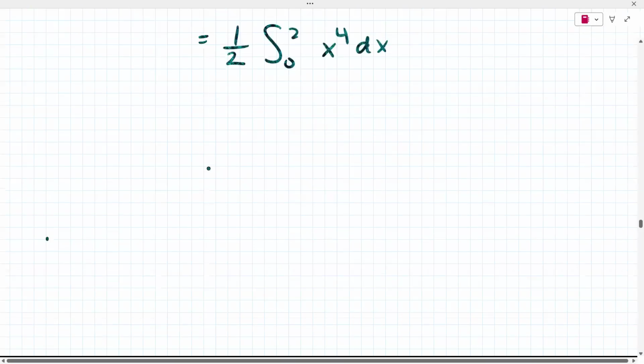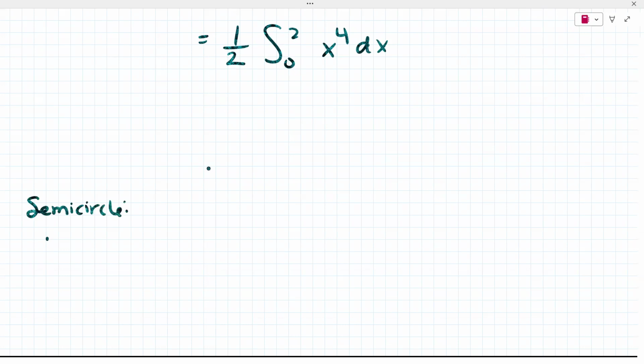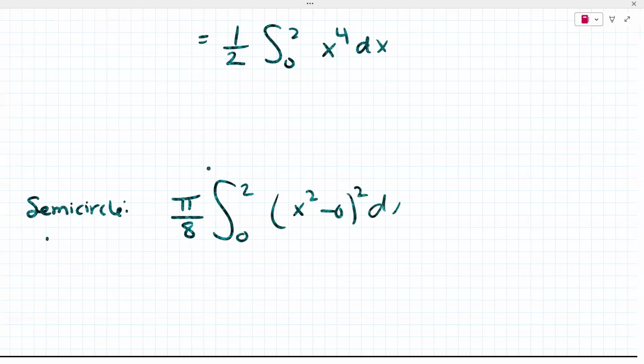And what about semicircle? It's going to be pi over 8 from 0 to 2. Still the same top minus bottom, so it's x squared minus 0 squared dx, which simplifies to pi over 8 from 0 to 2 of x^4 dx. Okay. Let's move on to example 3.